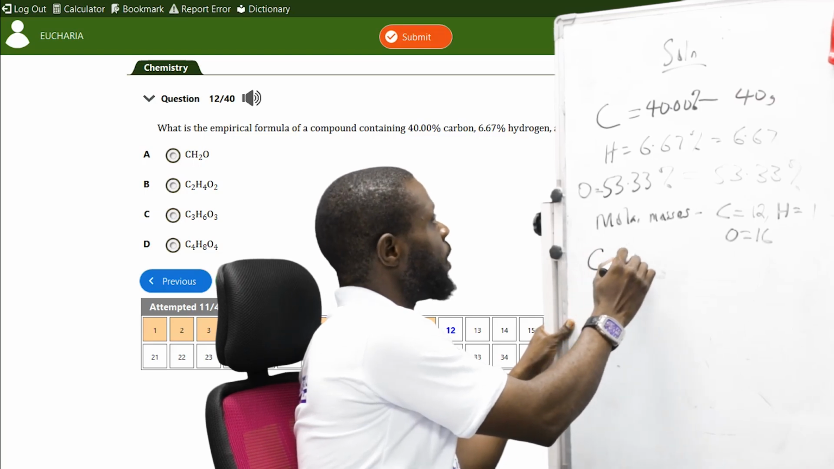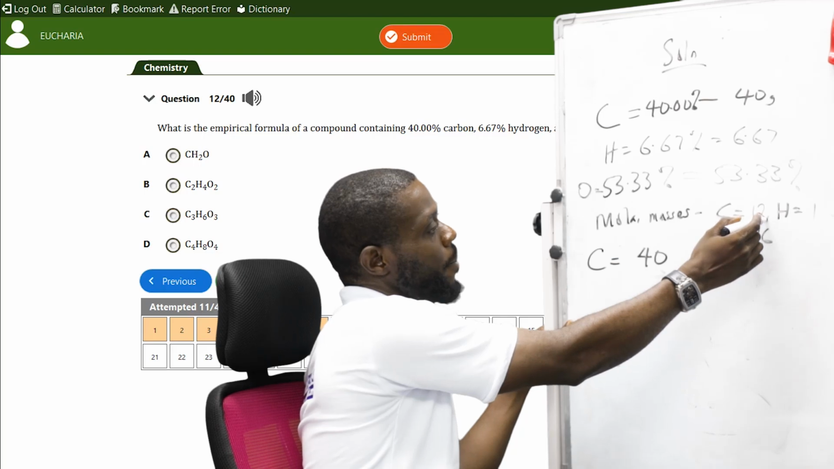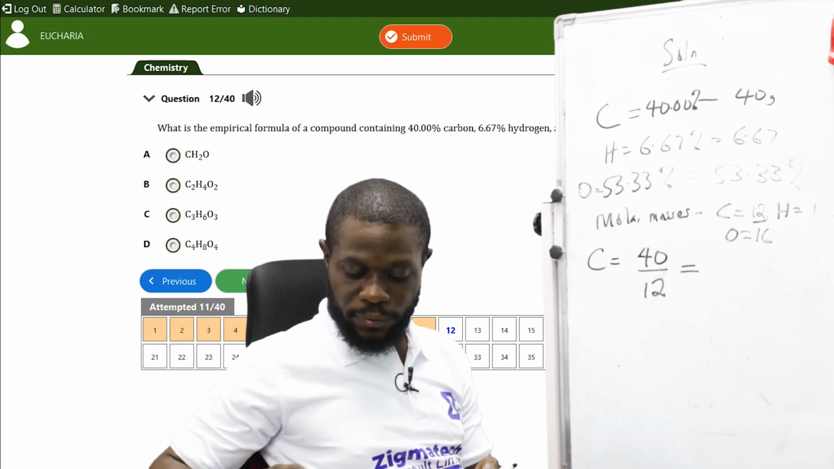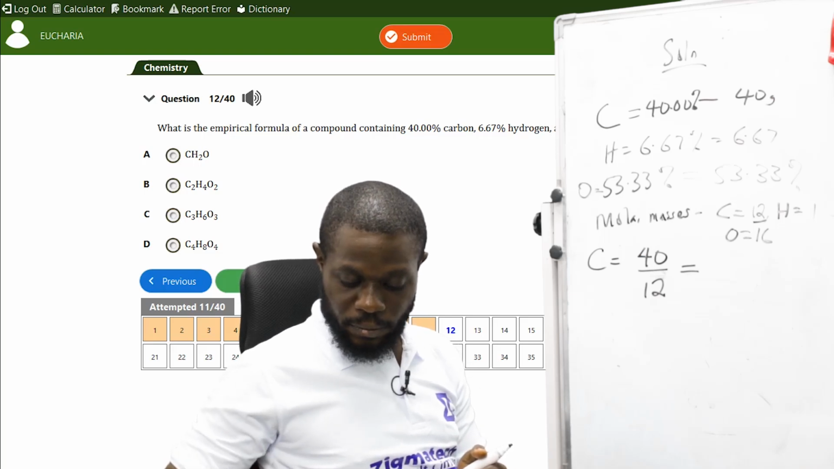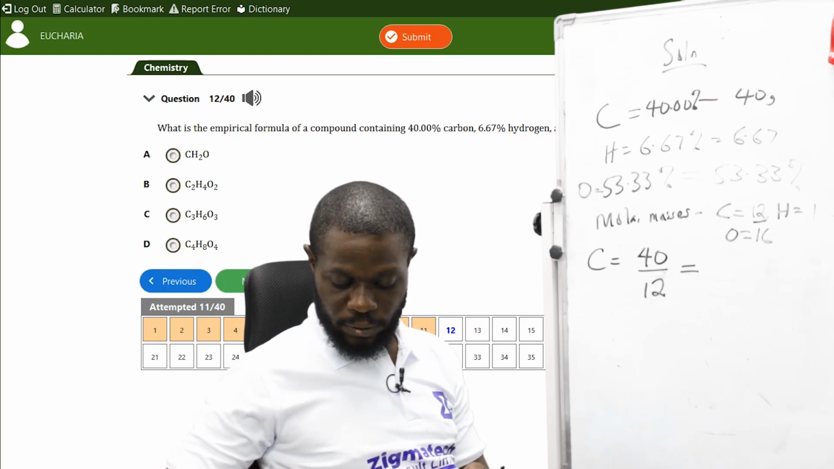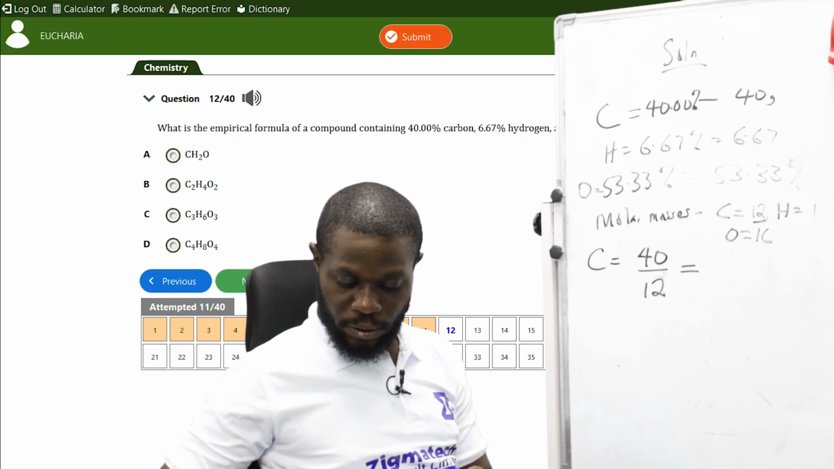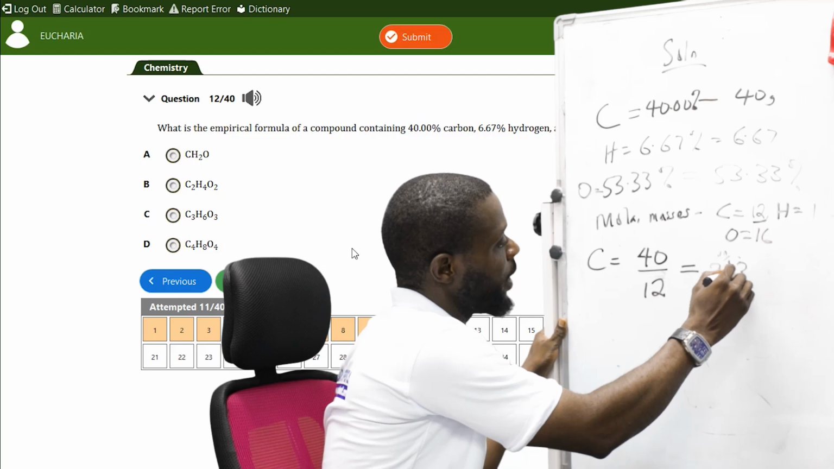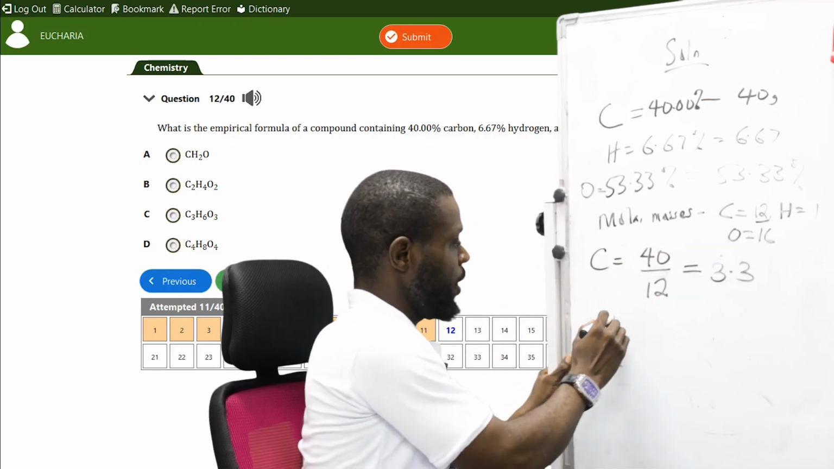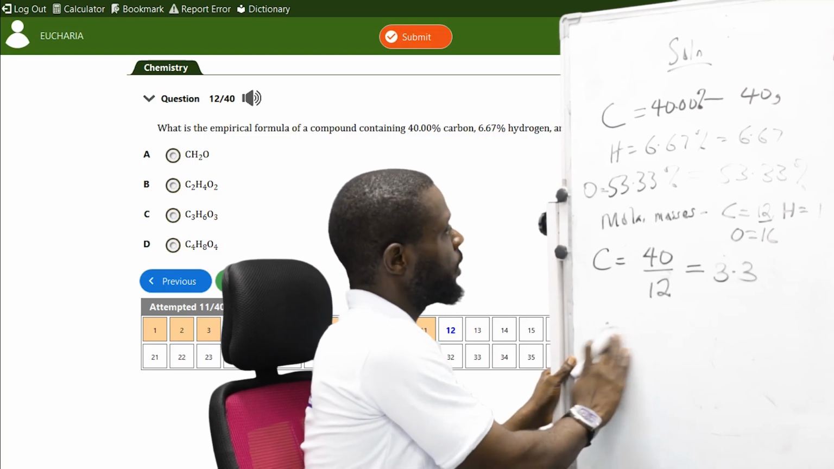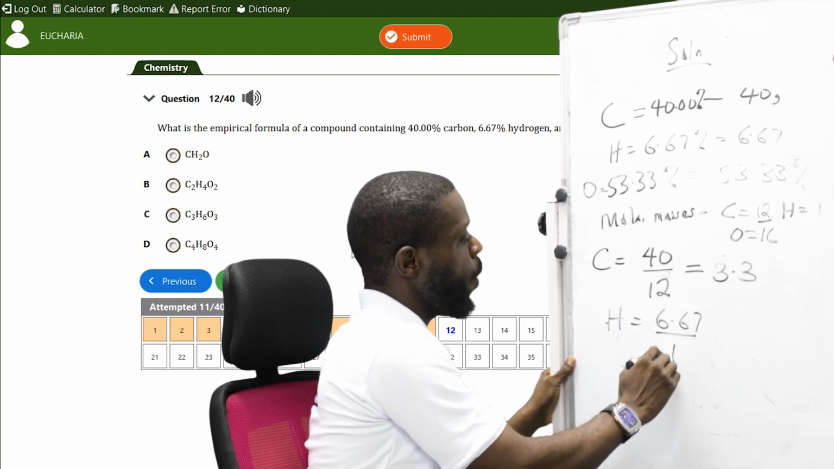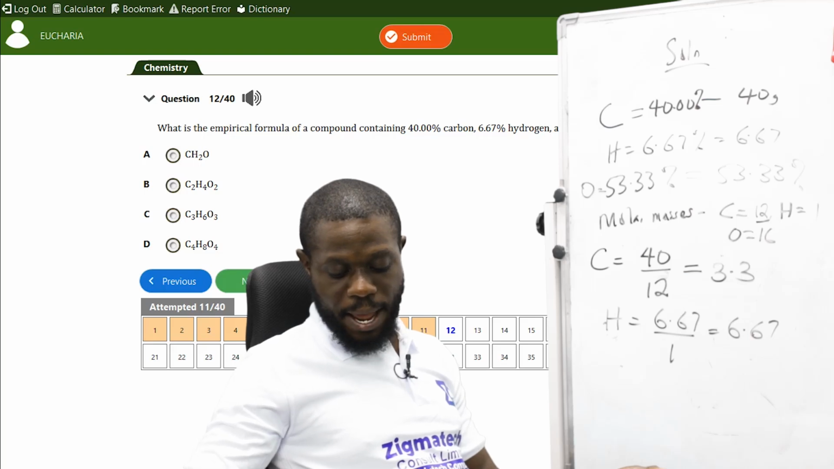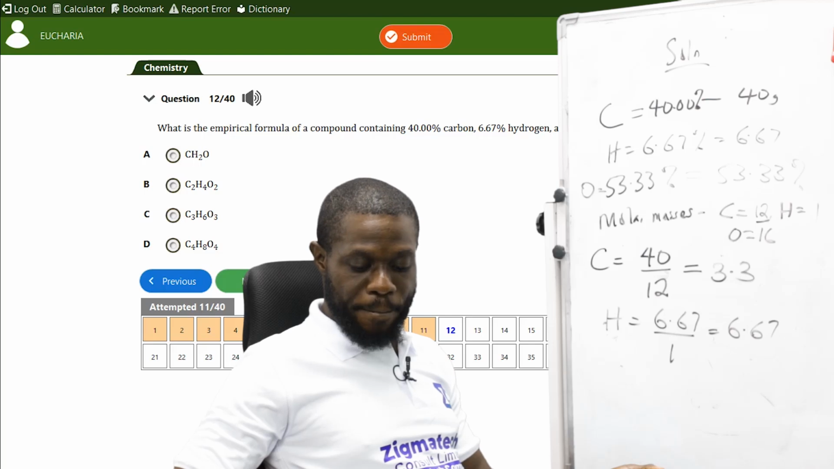Now, carbon, 40. If I divide by the molar mass, I'm going to use the molar mass of carbon, which is 12. So 40 divided by 12 will give me 3.3. Hydrogen next. Hydrogen is 6.67 divided by 1, which will still give me 6.67. I am dividing them by their molar masses.